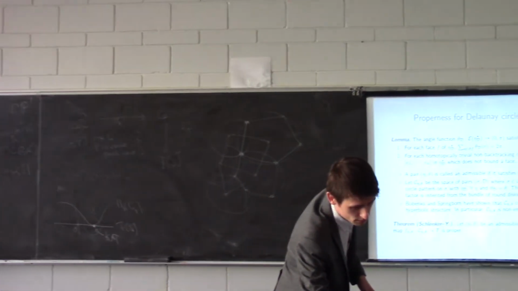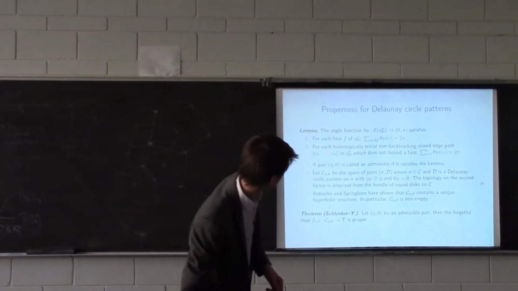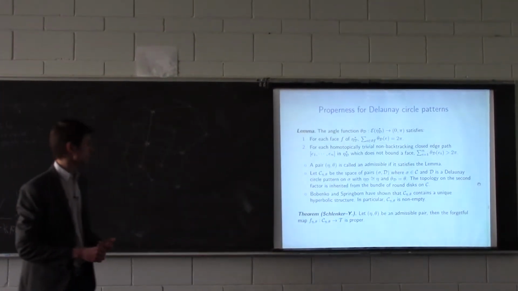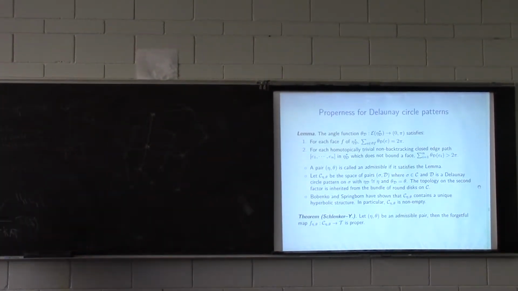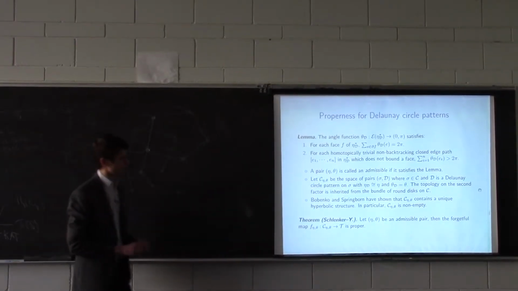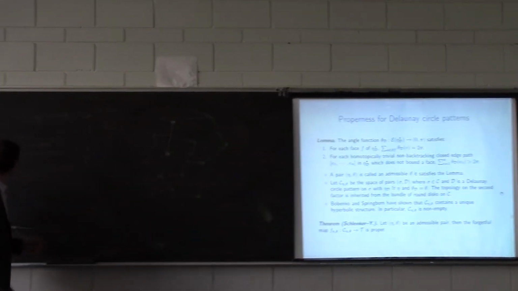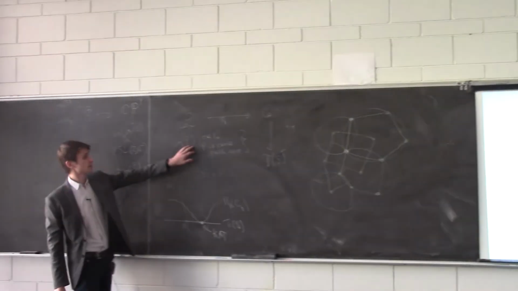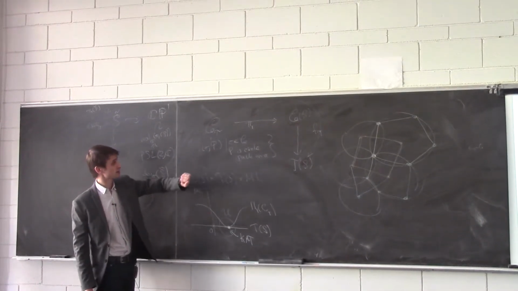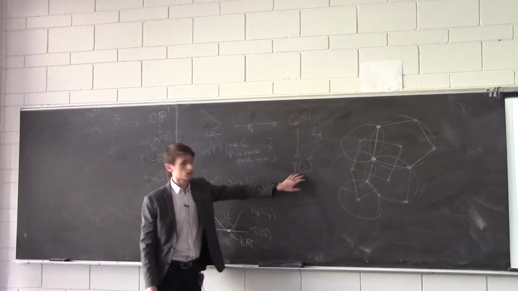And so what we prove in general is that if we have an admissible pair, then this forgetful map is proper. The forgetful map is again the same thing, except here you replace circle packings with Delaunay circle patterns, and then all the other maps are the same.